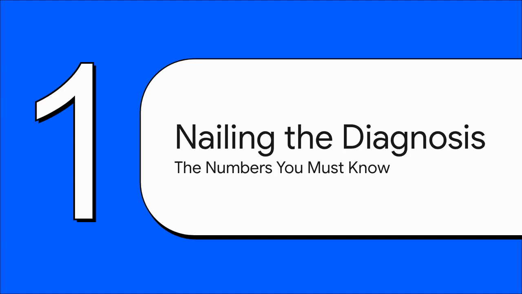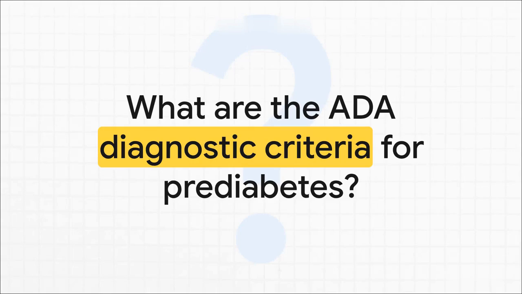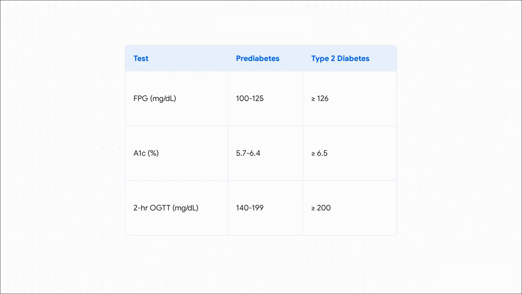First things first, let's talk about nailing the diagnosis. To get any of these questions right, you absolutely have to have the numbers cold. So let's review the official ADA guidelines. Let's frame this with a classic board-style question. What exactly are the criteria? Knowing these ranges is non-negotiable. Okay, this table lays it all out perfectly.